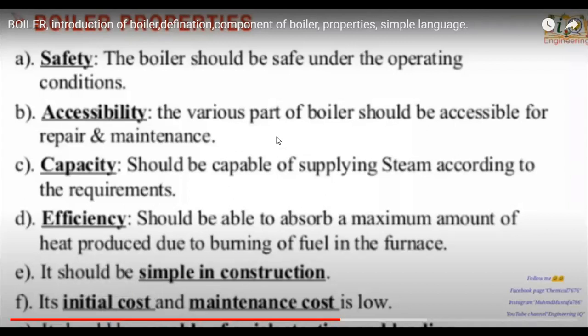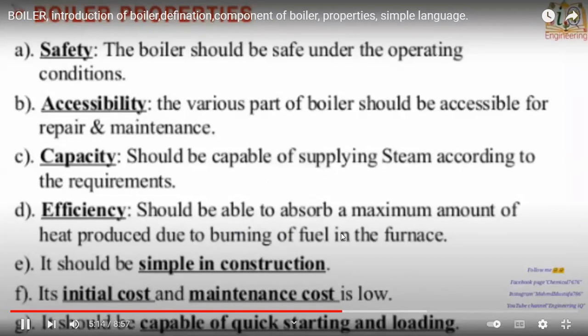So these are the main properties: safety, accessibility, capacity, efficiency, simple in construction, and initial cost and maintenance cost should be low. Okay. So next. So these are the properties of the boiler and next is classification of the boiler.